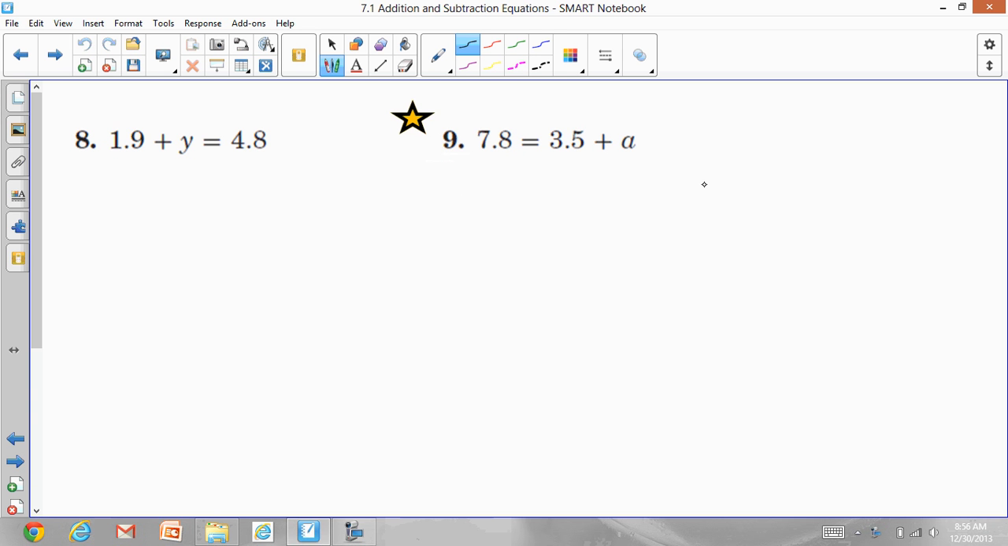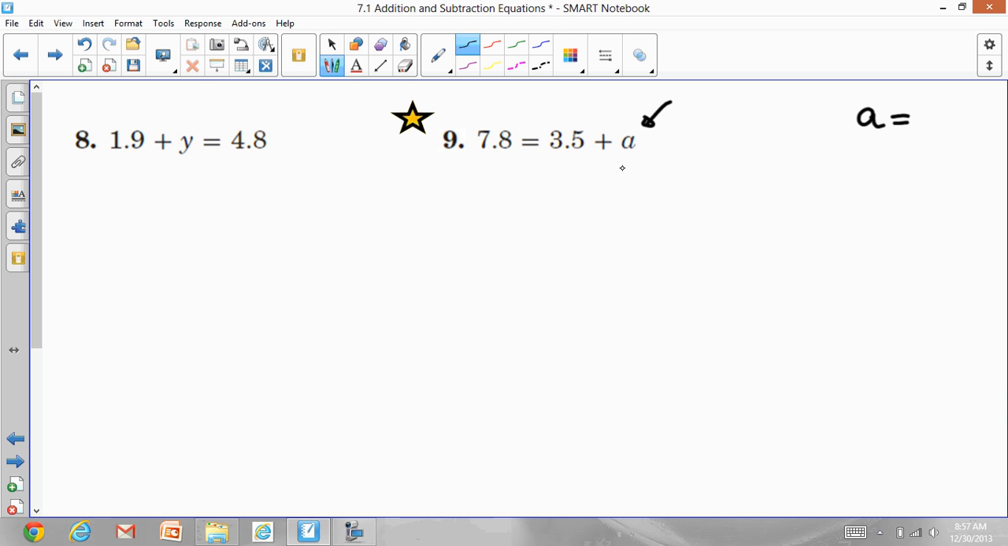Copy down question number 9 in your notebook. The objective is to solve the equation. When they're asking you to solve the equation, they want you to find what A is. If you can get a number for A that makes this equation come true, then you have solved the equation. So to find what A is, you need to get rid of this 3.5. The 3.5 you are adding to an A.